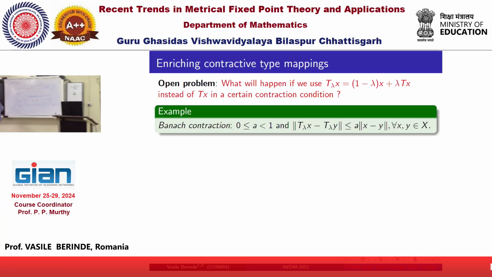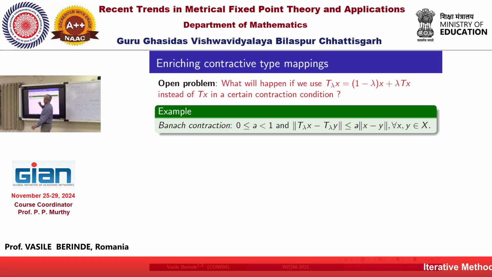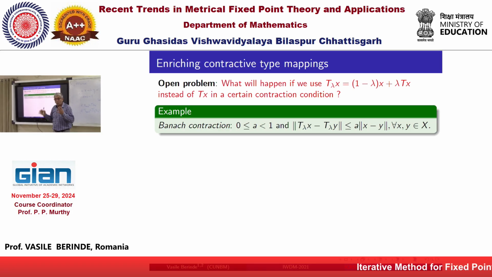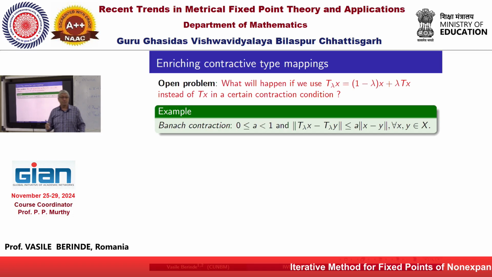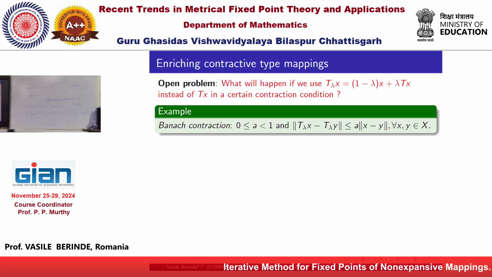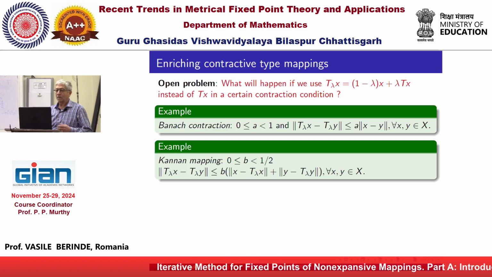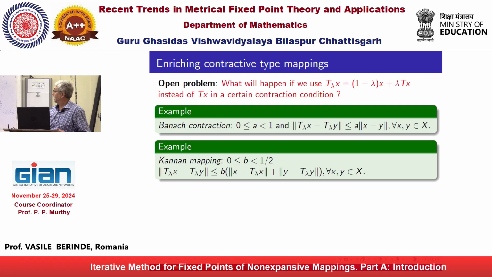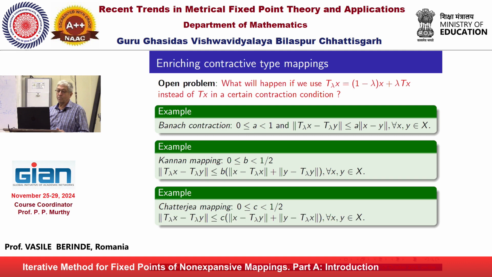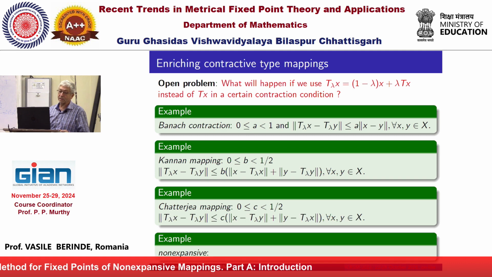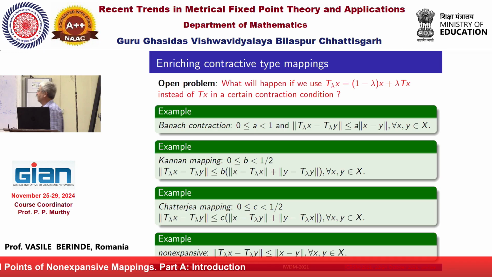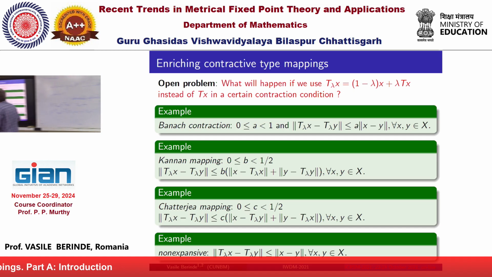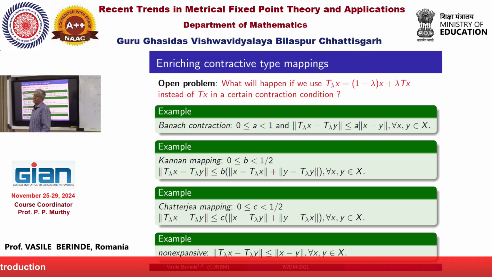For Banach contraction, instead of T, we put T lambda. It's a new contraction condition. For Kannan, the same, we put T lambda instead of T. We put T lambda in Chatterjea, and we put T lambda in the case of non-expansive. Despite my familiarity with these conditions, I don't know why I started with this.